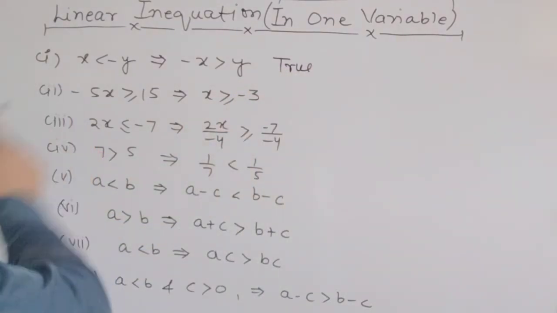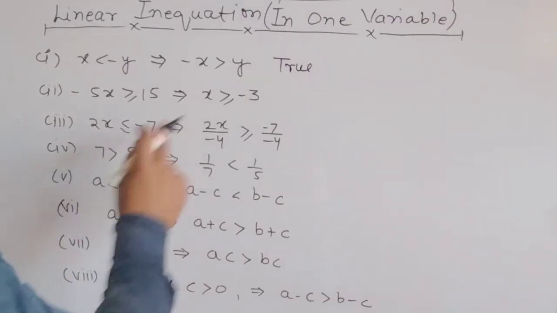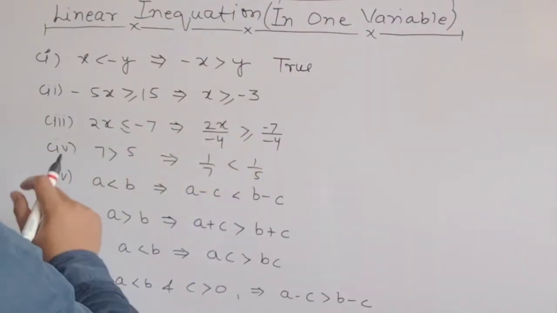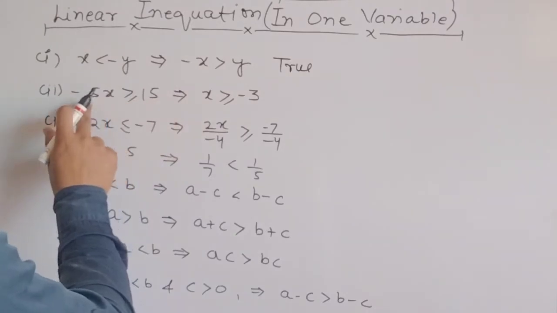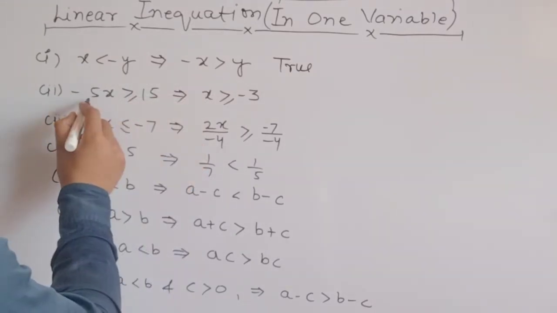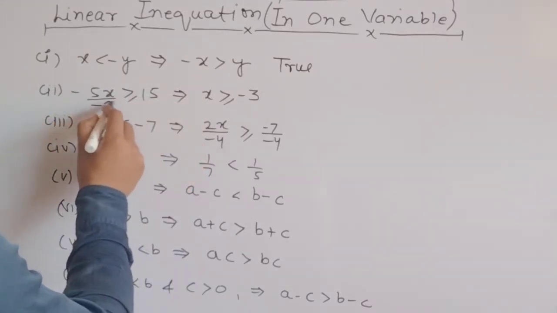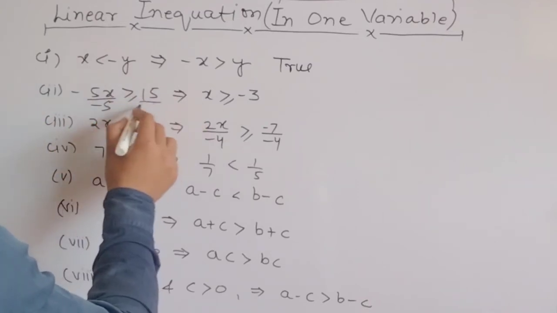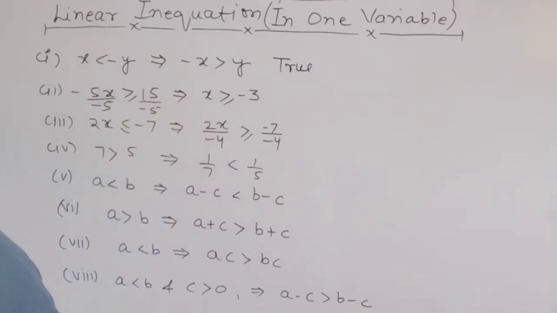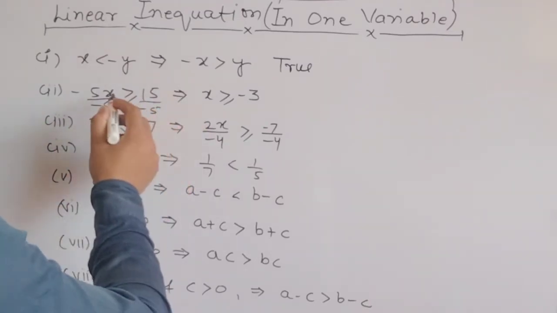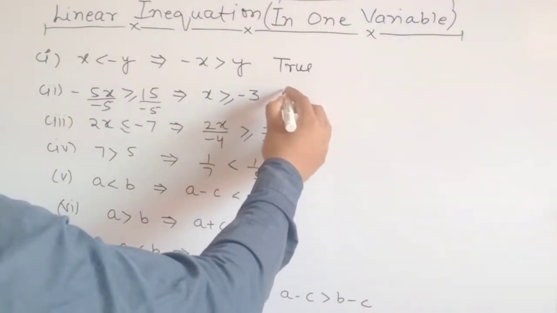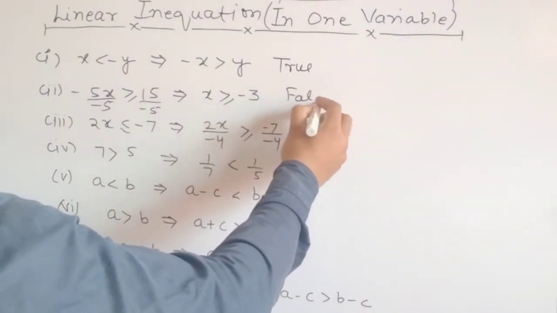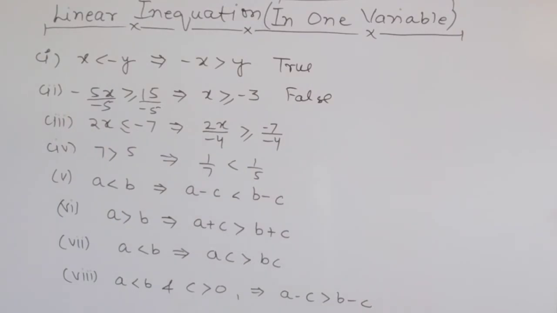Our next example is minus 5x is greater than or equal to 15 implies x is greater than or equal to minus 3. As we can see, in this inequation both sides are divided by minus 5, and minus 5 is a negative number, so the inequality sign should be changed, but nothing happened there, so this statement is false.